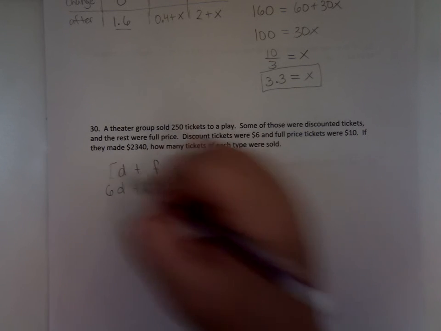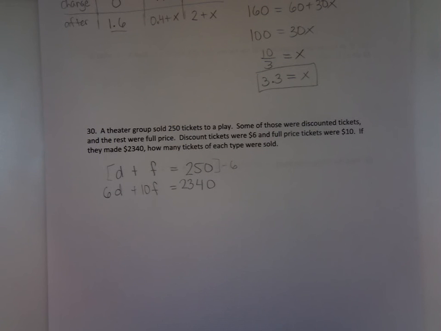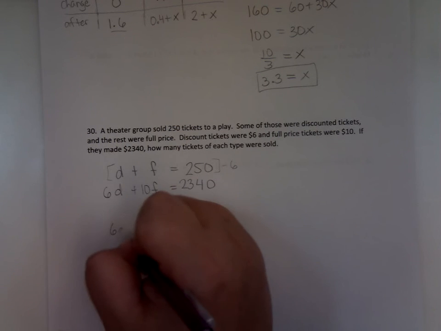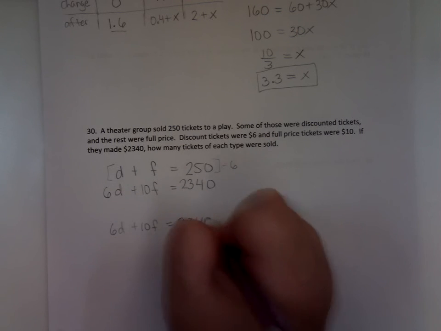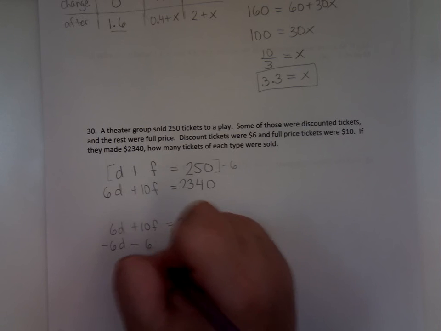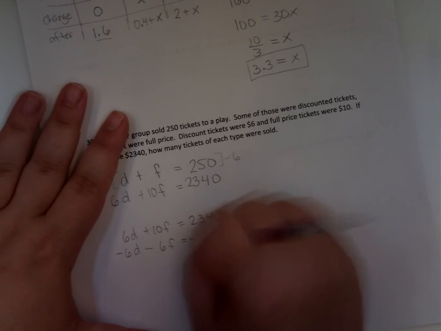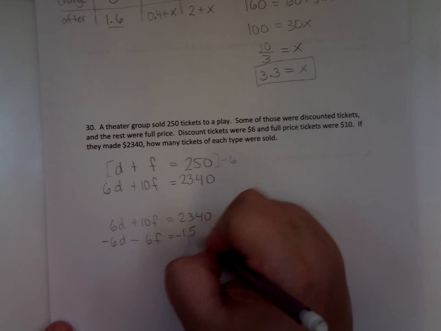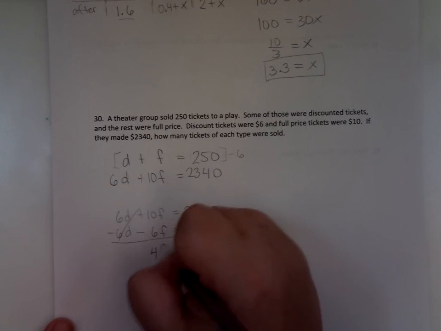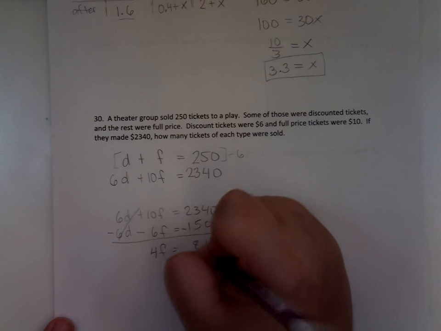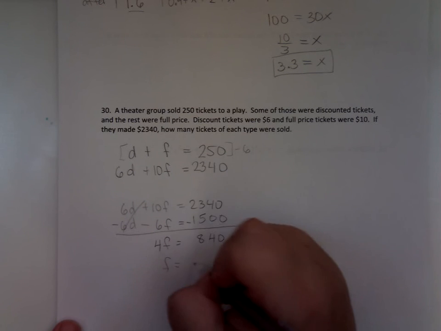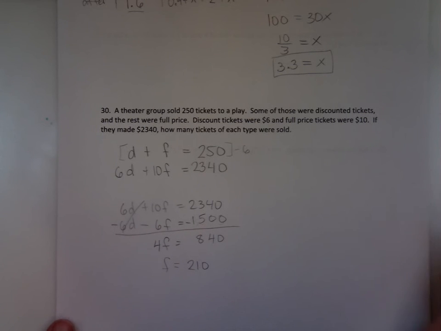I'm going to solve it by multiplying that top equation by -6 and using elimination. So we've got 60 plus 10f equals 23.40, and then underneath it minus 60 minus 6f equals... that doesn't seem right. What's 250 times 6? 1,500. I was multiplying it by too much. Okay, so 1,500. So what have we got? 4f equals 840, divide by 4, f is equal to 210. So 210 full price. That means that for discount, they have to add up to 250, so there must have been 40 discount tickets sold.